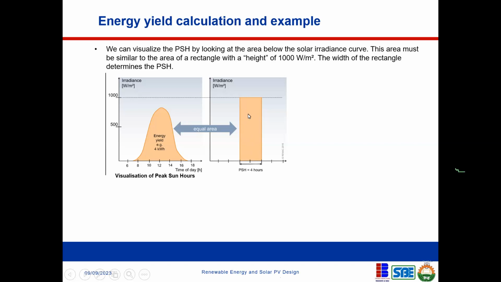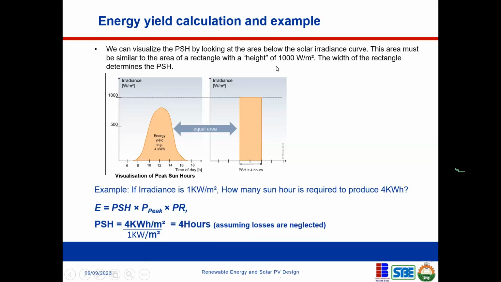So we just want to standardize it, because this is subject to different regions of the world where you want to do your solar project. But we wanted something we can standardize. That's why we say, okay, peak sun hour is 1,000 watts per meter square. So for example, if the irradiance is 1 kilowatt per meter square, 1 kilowatt means 1,000 watts. That is at standard test condition. So how many sun hours are required to produce 4 kilowatt hours?